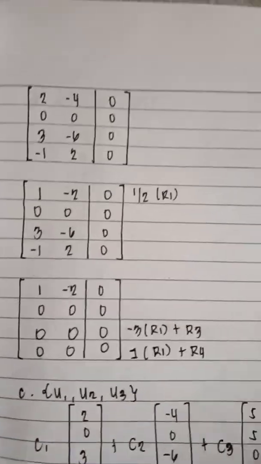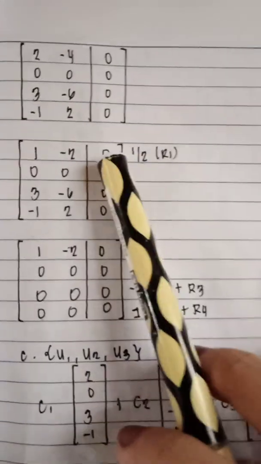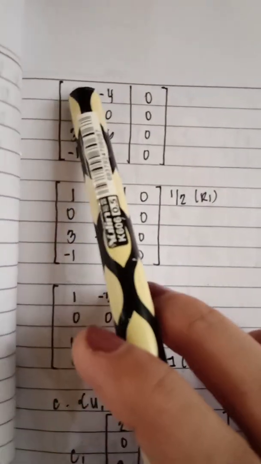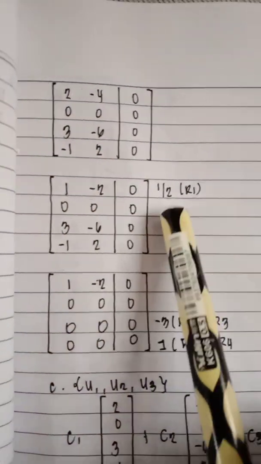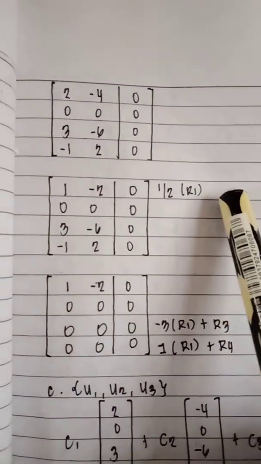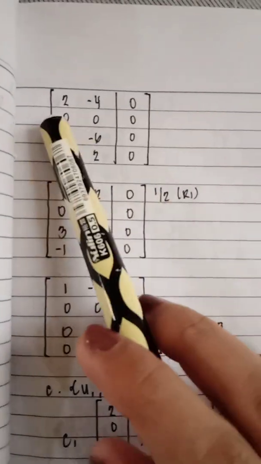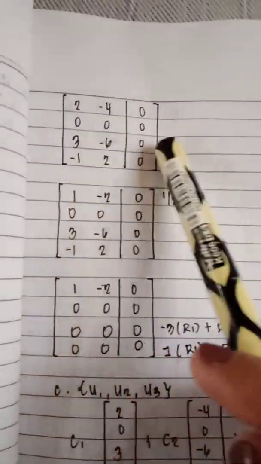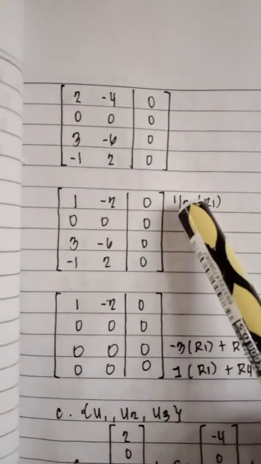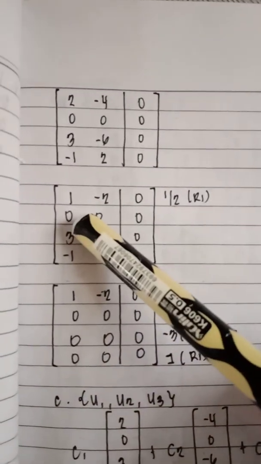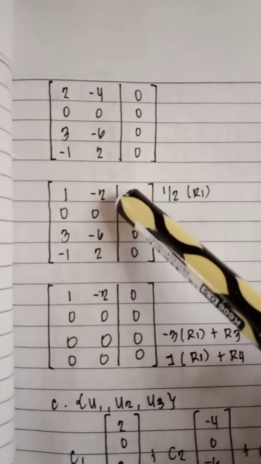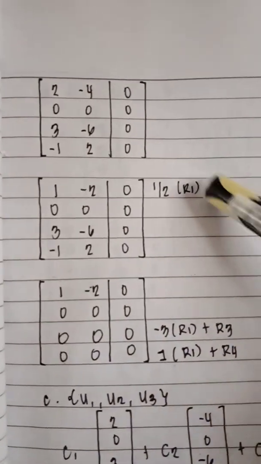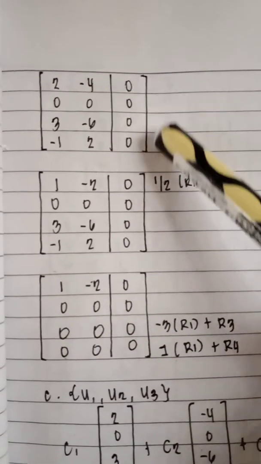So first, since the first number is 2, in order to make this 2 into 1, we will use the formula 1/2 times R1. First, we will just copy row 1, row 2, row 3, and row 4. So 1/2 times 2 is equal to 1. 1/2 times negative 4 is equal to negative 2. 1/2 times 0 is equal to 0.